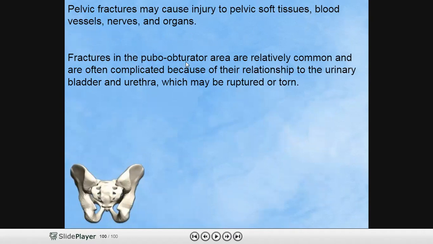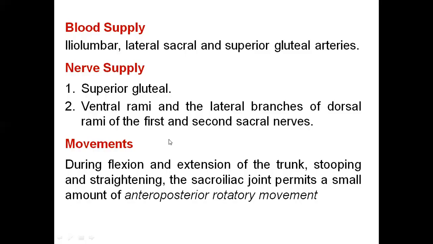Fractures in the pubo-obturator area are relatively common and are often complicated because of their relationship to the urinary bladder and urethra, which may be ruptured or torn. Talking about the sacroiliac joint, the blood supply comes from iliolumbar, lateral sacral and superior gluteal arteries.